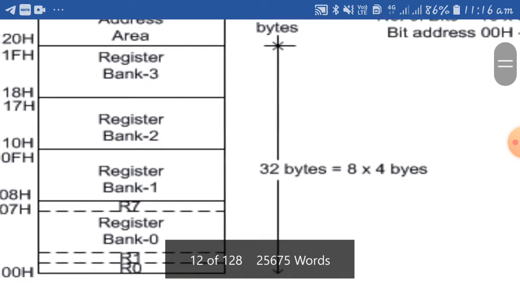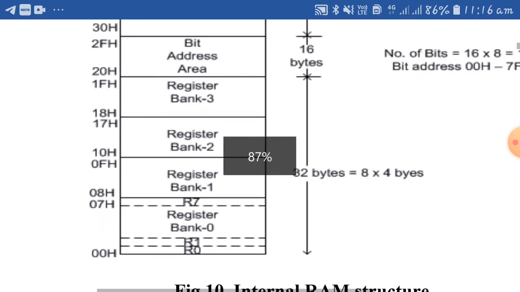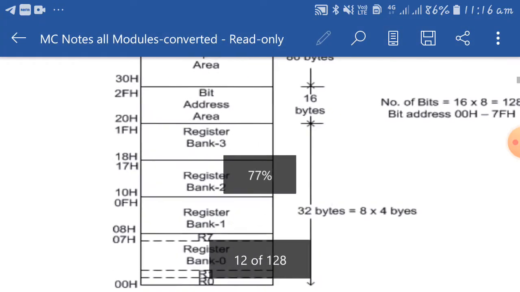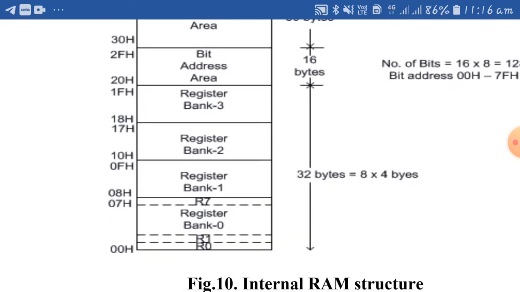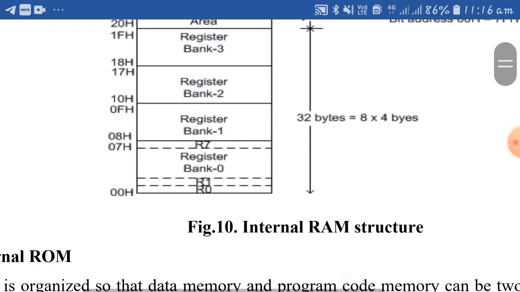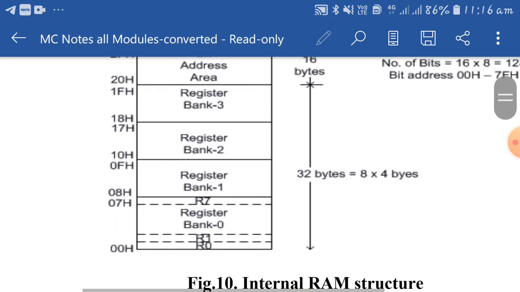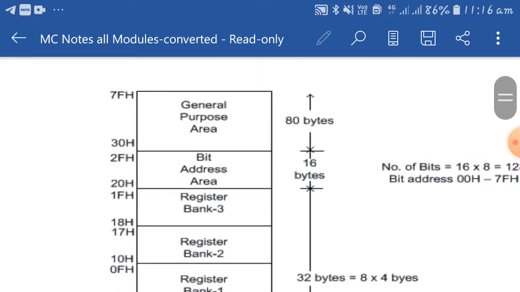I have mentioned it in this diagram. You have to draw this diagram in the exam, without any mistakes. It's a very important question from the external exam point of view. You can see the internal RAM structure. Here I have explained all 32 bytes, that means 8 into 4. Each register bank has 8 registers, and I also mentioned the addresses for every register bank. After that I have mentioned the bit addressable area, along with its starting and end addresses, and finally the general purpose area of 30 to 7F.